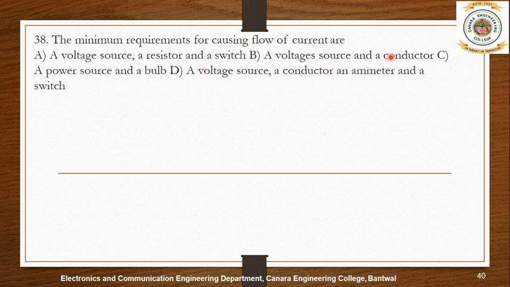Out of these two, voltage source and a conductor, power source and a bulb, in both the cases current flows, but minimum requirement is voltage source and a conductor. So option B is the right answer. Bulb is also a conductor. So voltage source and conductor is a minimum requirement for causing a flow of current.